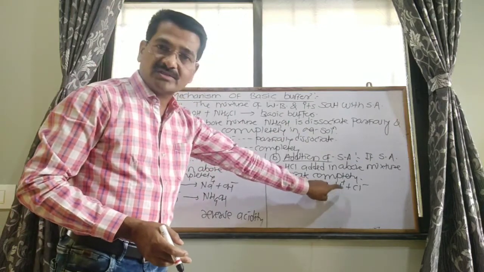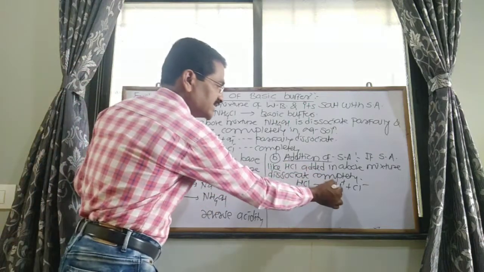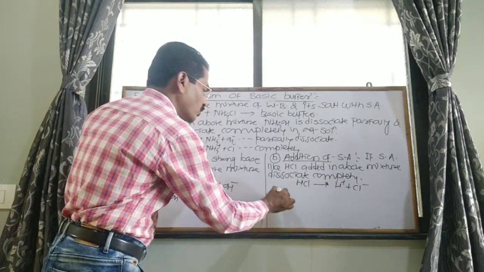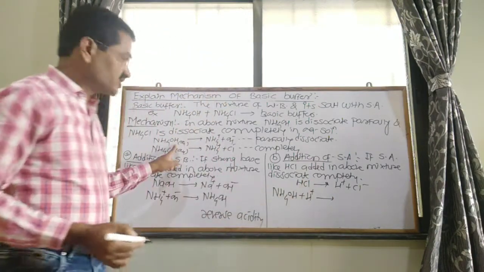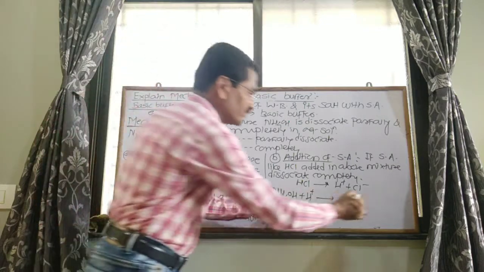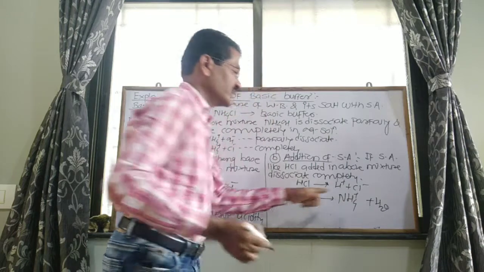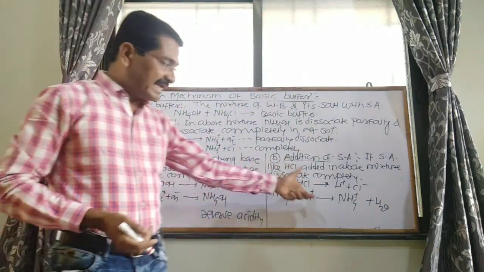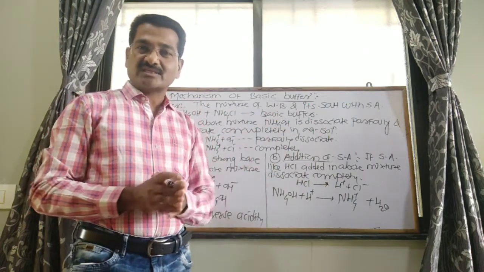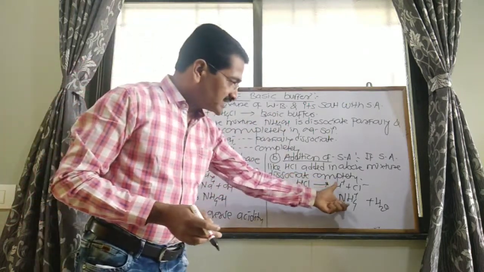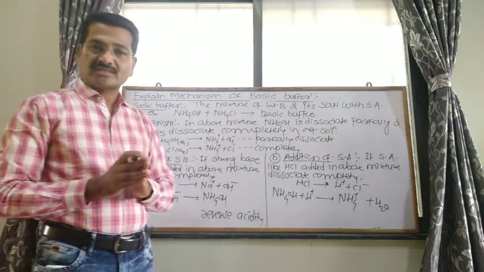These H plus ions combine with ammonium hydroxide of the mixture to produce water and NH4 plus ions. It indicates the pH of the solution cannot be changed. It remains constant. How? Because the NH4 plus ions are already present in that solution. Therefore, its pH remains constant.